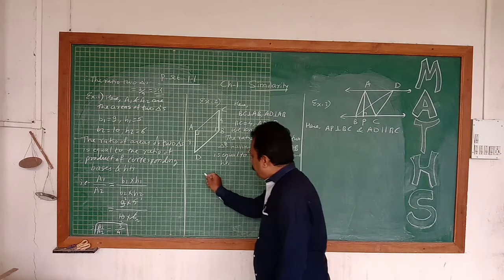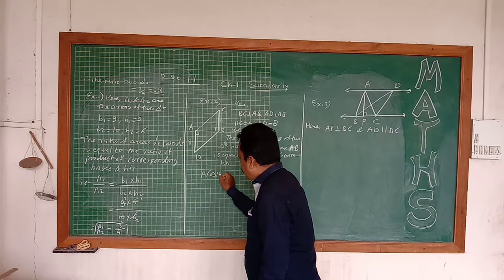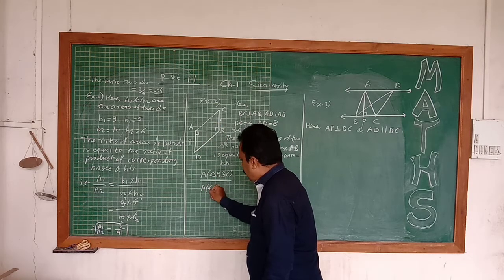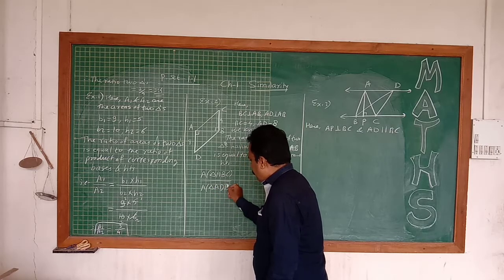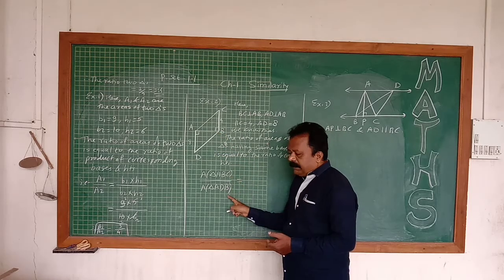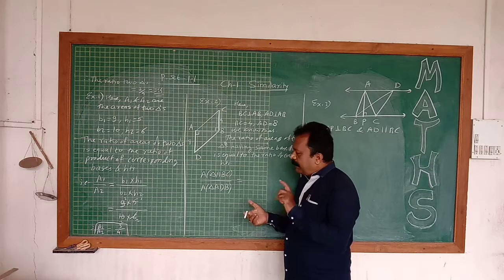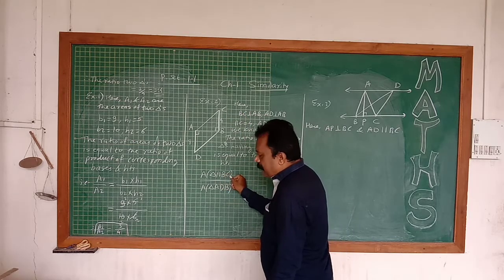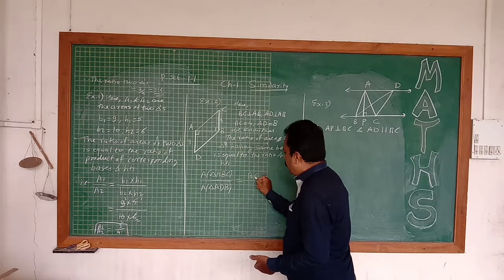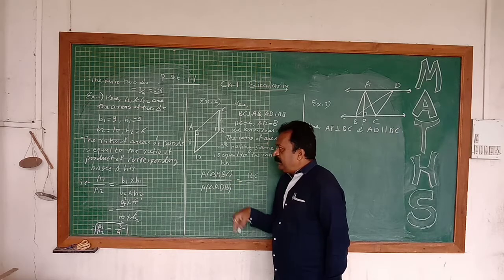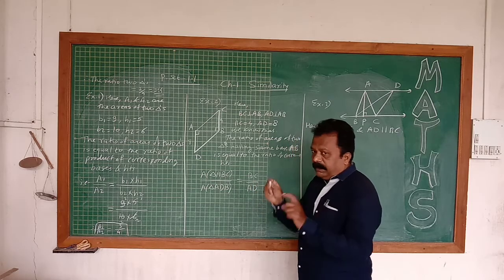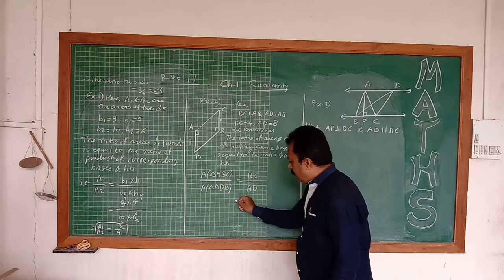Now try to understand. Area of triangle ABC divided by area of triangle ADB. Here the base AB is common, so the ratio of these two triangles is equal to the ratio of corresponding heights. Triangle ABC is in the numerator place, so its height BC is also in the numerator. Triangle ADB is in the denominator place, so its height AD is also in the denominator. This is very important.